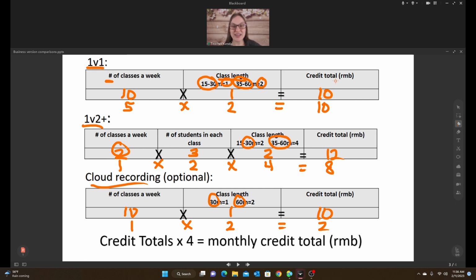So now I just add up all of the numbers in my credit total. And I'm going to use a calculator, even though I can do it in my head, just to make sure I don't mess up. So 10 plus 10 plus 12 plus 8 plus 10 plus 2. That gives me 52. So when I added up all of these numbers, the total credit, remember, this is for a week of classes. So I want to figure out how much this is in a month. So if I have 52 credits I'm going to use in a week, all I do is multiply times 4.